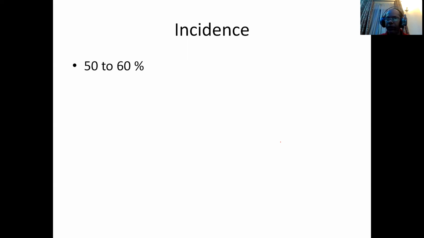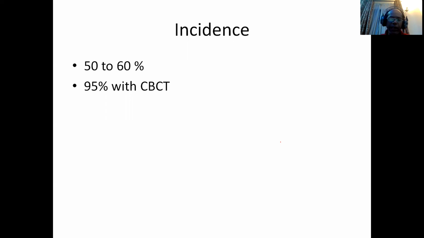You may find the mesobuccal canal, but with the use of CBCT, which is becoming more popular day by day, different studies report different figures, but up to 95% you can say that with proper use of CBCT you can find the MB2 canal.